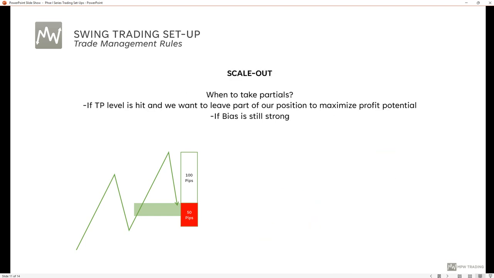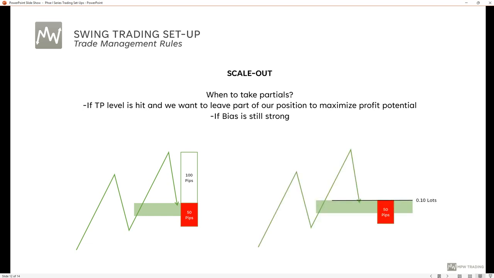Next is the scale out. So ano naman po yung scale out? No, basically, take profit yan, o yung partial take profit, no. So for example, na-hit na yung TP level mo, pero gusto mong mag-iwan ng part of your position to maximize yung trend ng market, no. If bias is still strong and ina-expect mo na baka mag-push up pa siya, you want to hold your trade as much as you can, then ang pwede mong gawin is take part of your position.